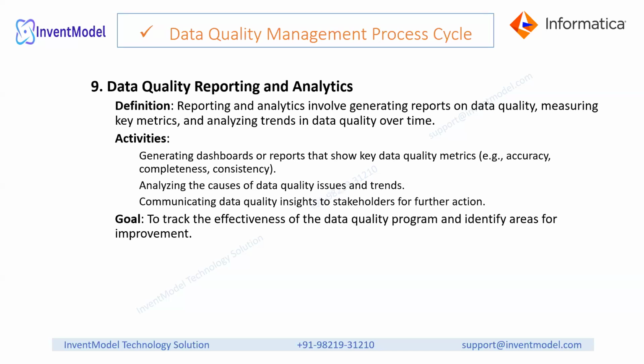Data quality reporting and analysis. Reporting and analytics involves generating reports on data quality, measuring key metrics. What is the goal of data quality reporting and analysis? To track the effectiveness of the data quality program and identify areas for improvement. We can understand which areas we need to focus on more, which need more attention for correctness, through reporting and analytics.